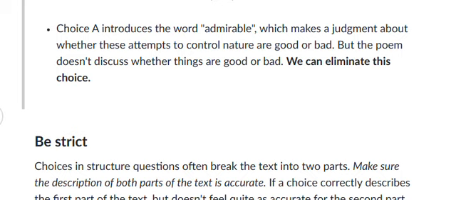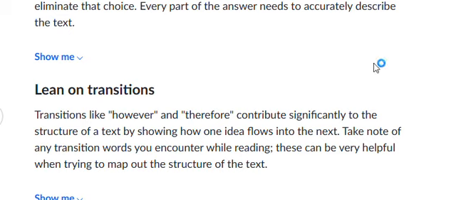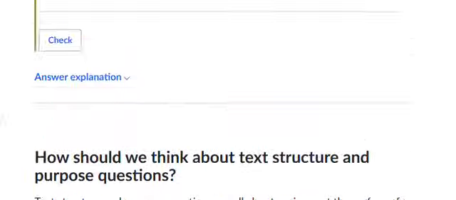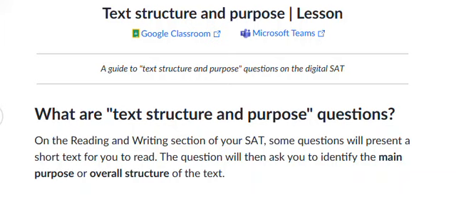And then be strict. You don't need to be lenient. You don't need to be kind to the choices. You need to be very strict while solving these. Then it says you will lean on the transitions, and that's how you can solve these types of questions. In my next video we'll be going through some more questions of text structure and purpose.